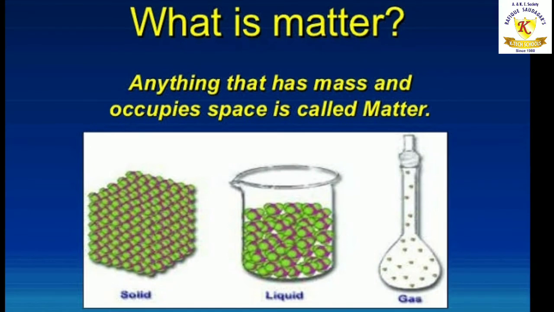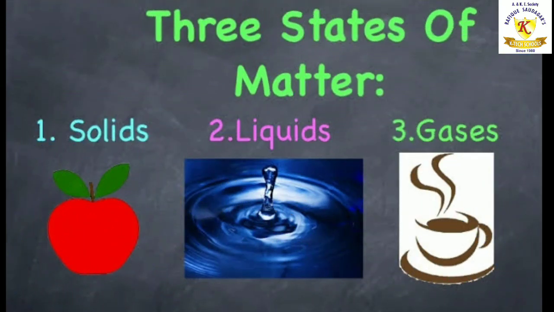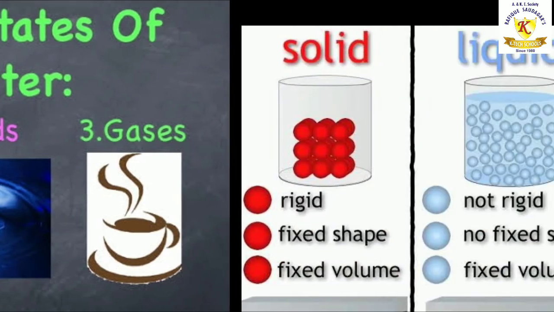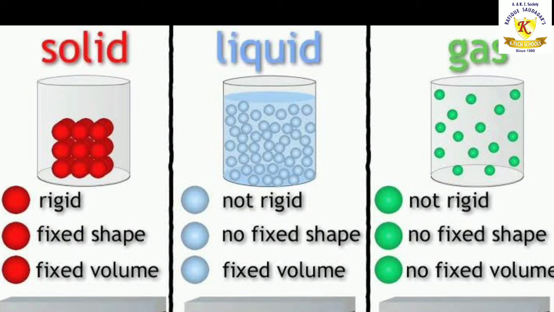What is matter? Anything that has mass and occupies space is called matter. What are the three states of matter? There are three states of matter: solids, liquids, and gases. Solids, they are rigid. They have fixed shape and fixed volume. Liquids, they are not rigid. They don't have fixed shape nor fixed volume. Gases, they are not rigid. They don't have fixed shape nor fixed volume. Yes?